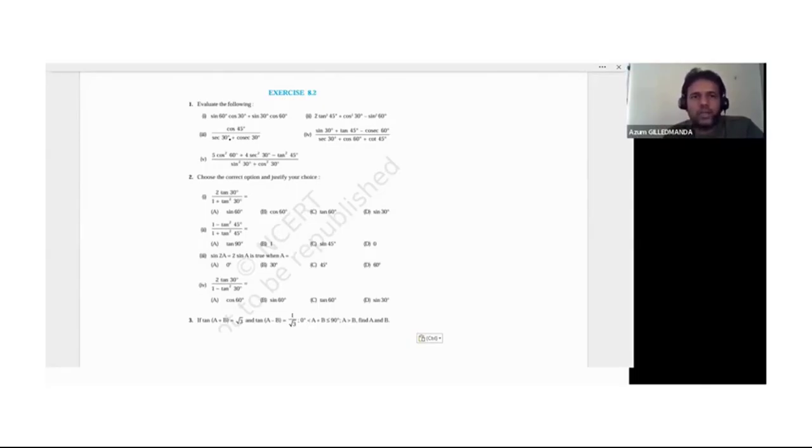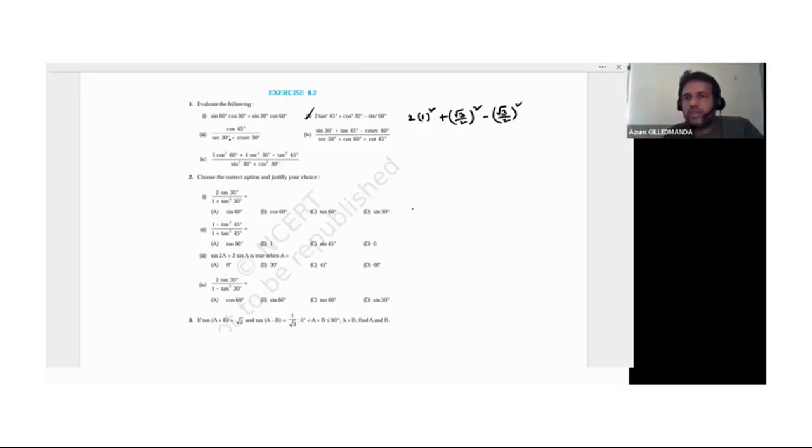Okay, let's look at any one problem. Let's take the second one here. So I'm trying to solve the second one here. What is this? 2 tan 45. So 2 times tan 45 is what? 1. So 1 square plus cos 30. Cos 30 is root 3 by 2. So root 3 by 2 whole square minus sin 60. Sin 60 is also root 3 by 2 whole square.